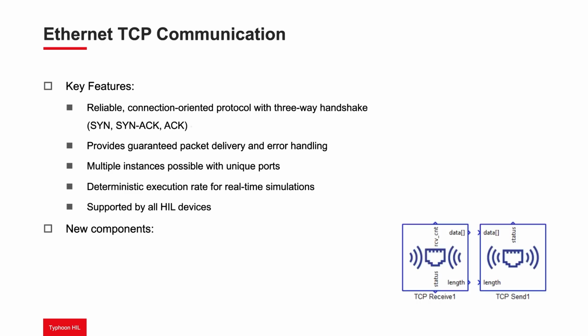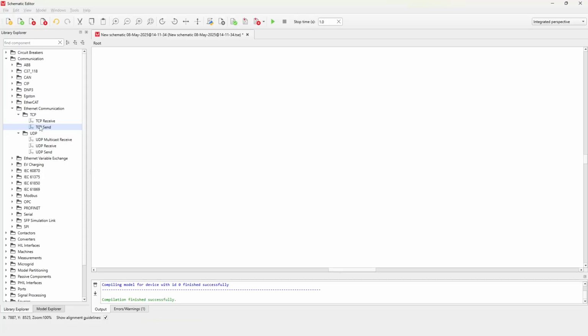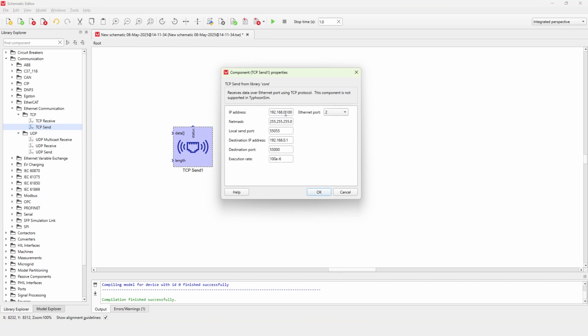There are two new components under the TCP subsection of the Ethernet communication. Those are the TCP send and TCP receive components. TCP send represents a client. The client is easily defined through its IP address and net mask. You can also specify the local port of the client from which data will be streamed.